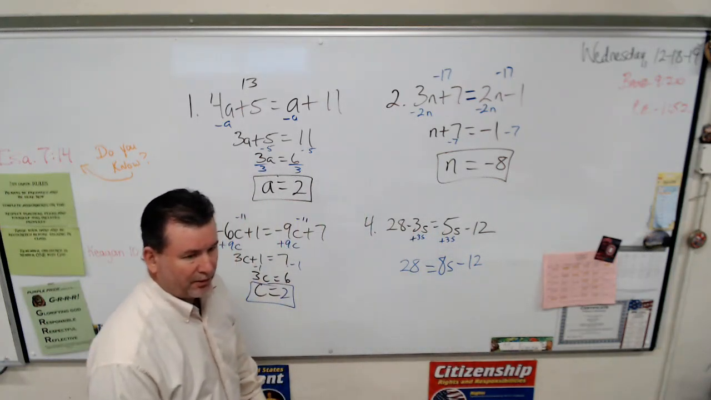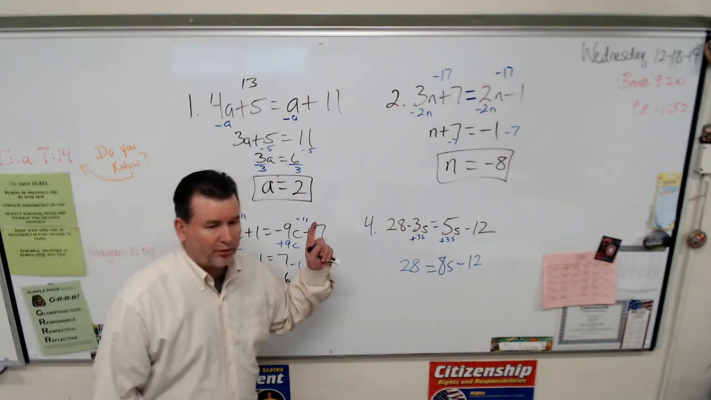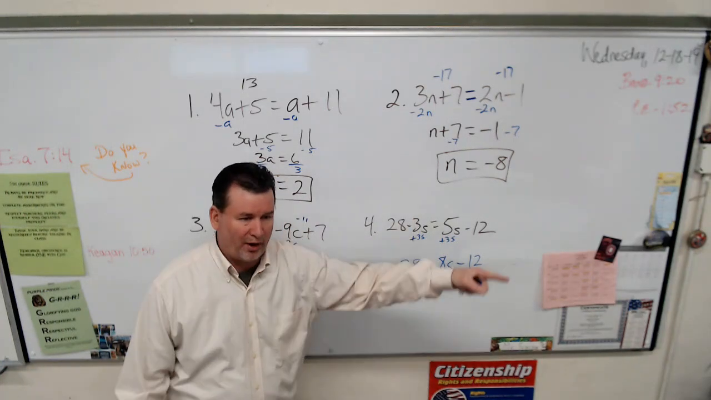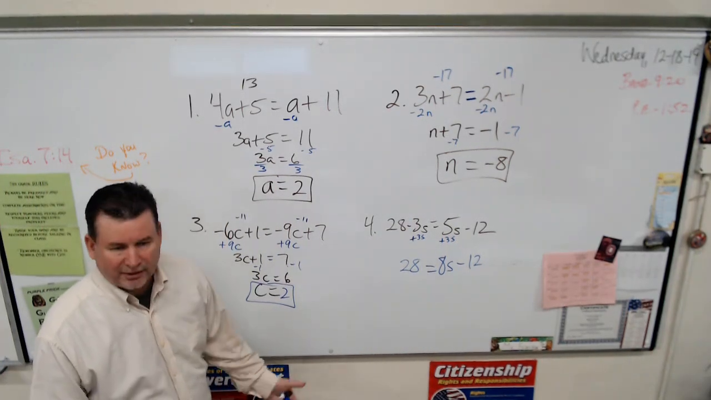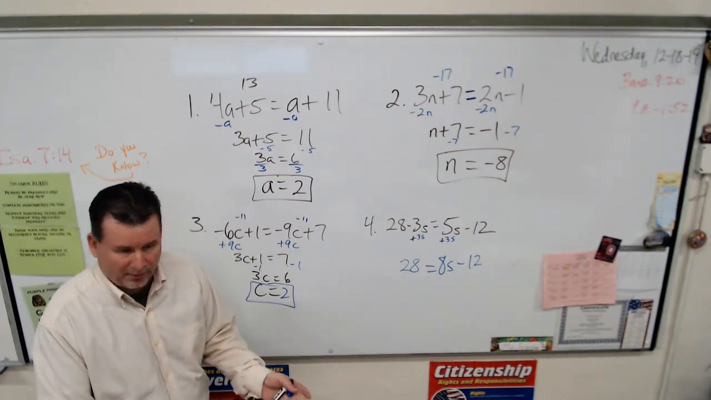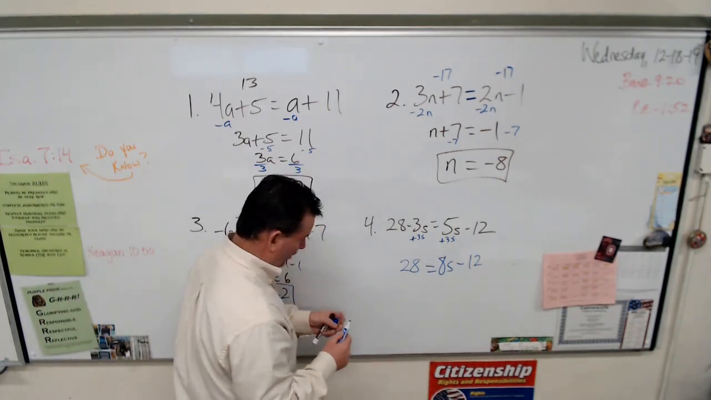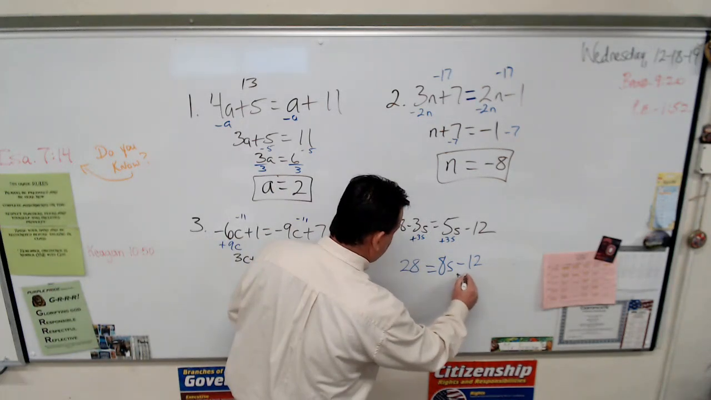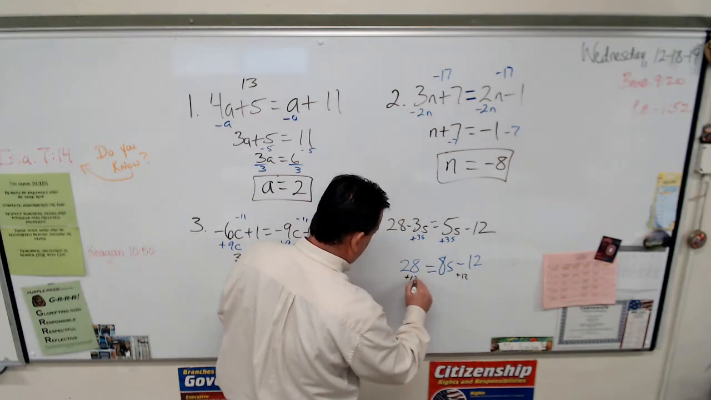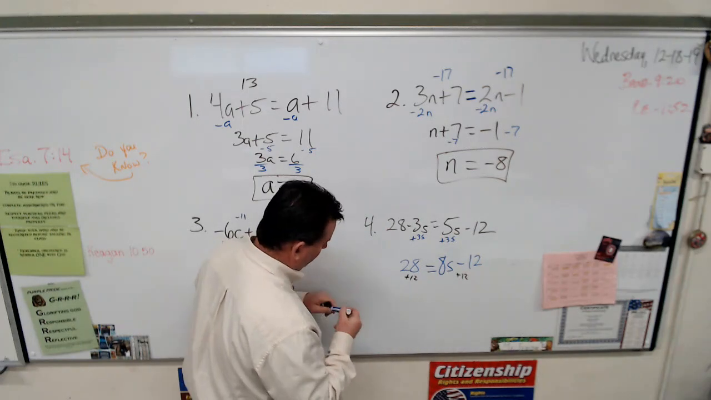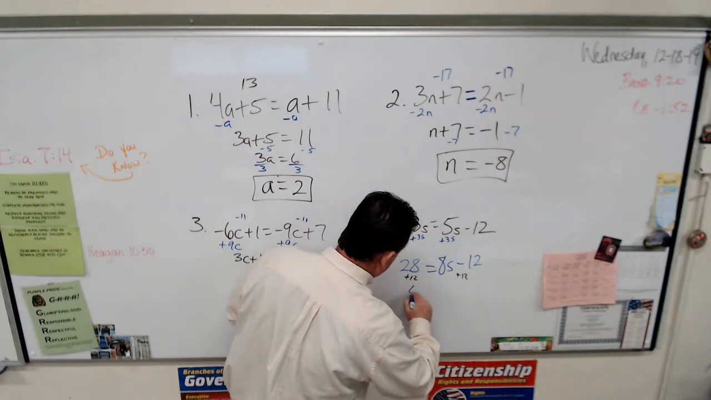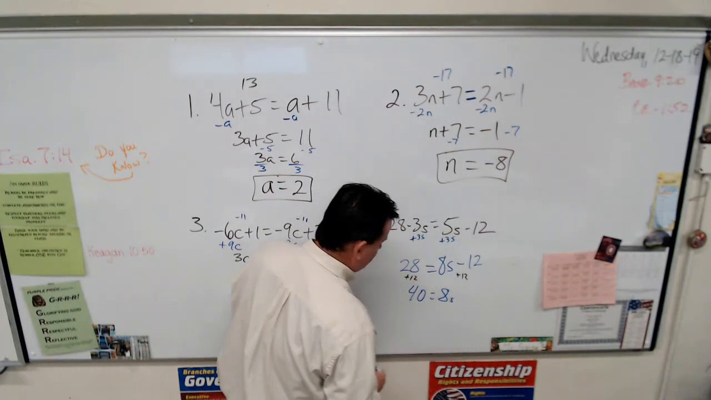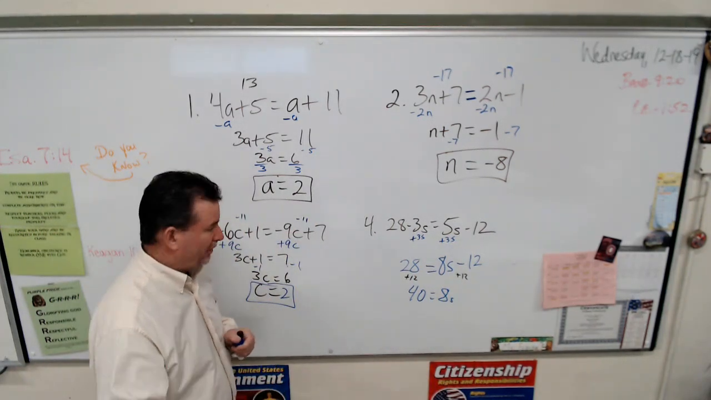Let me stop. I'm going to do it both ways. This time, Jordan, I'm making things weird by putting the S on the right. But it doesn't change anything. There's an equal sign between them. So how do I get rid of the negative 12? You add 12. I add 12 to both sides. That leaves me with 40 over here and 8S over there. How do I get rid of the 8?